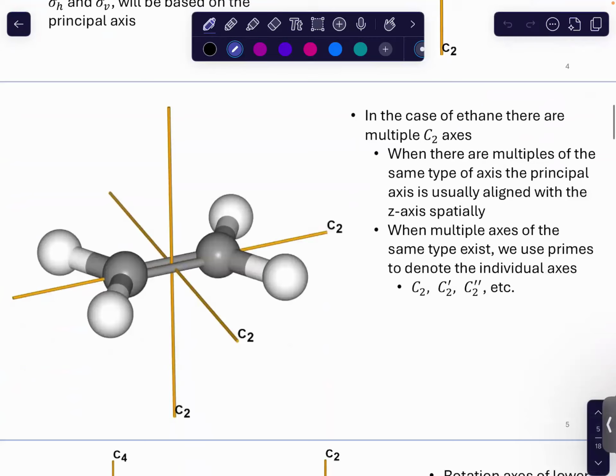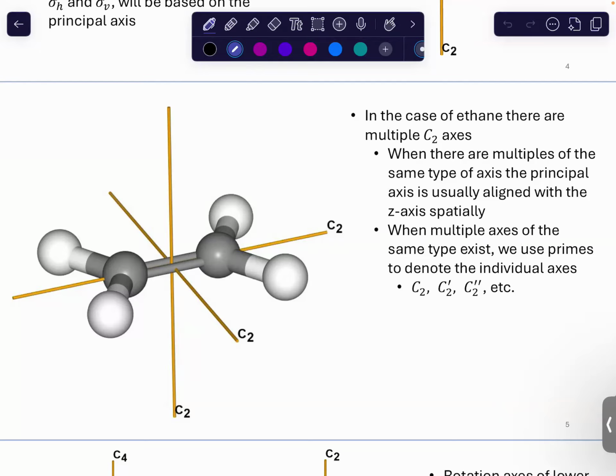Do you see here how you still see this principal axis up and down? Now you see the other C2 axes there. If I rotate it through any one of those, I'm going to get an identical molecule. The C2 axis, that's the principal axis up and down. If you have multiple equivalent axes of rotation, usually the principal axis will be aligned along the Z direction three-dimensionally.